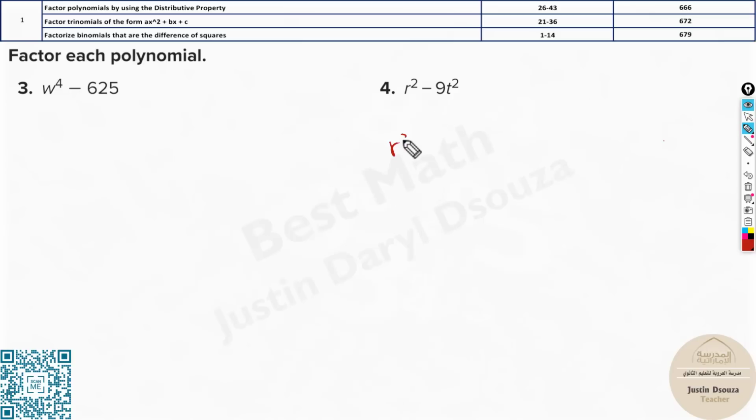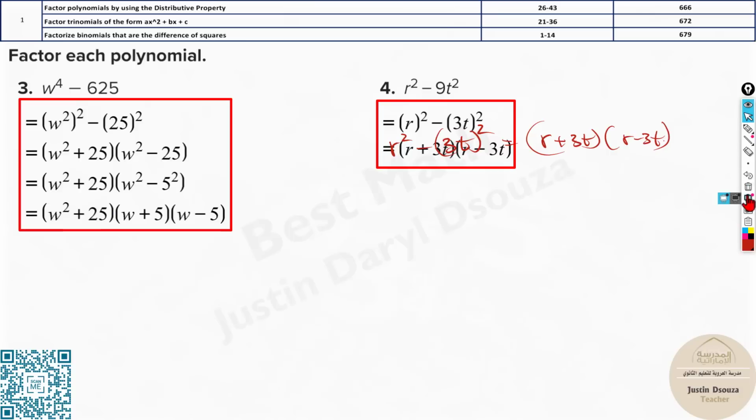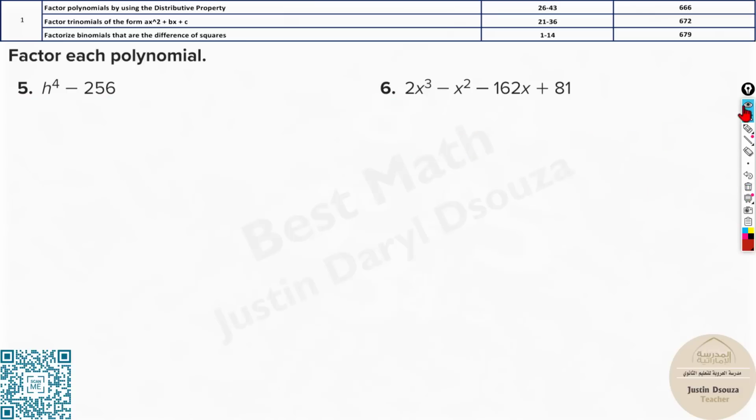So we have r squared, and this 9 can be written as 3 squared, and t is already squared, so it'll become a whole squared now. Why? Because if you square it up, it'll be 9 and t squared. That's the same thing. So now let me split it out. It'll be r plus 3t. That's one factor. r minus 3t is another factor. That's it. But you need to write the identity and then split it out. So this is how we solve it.